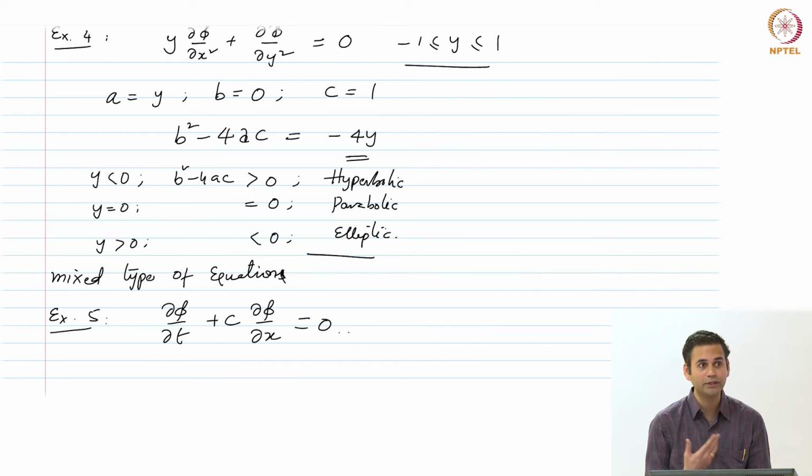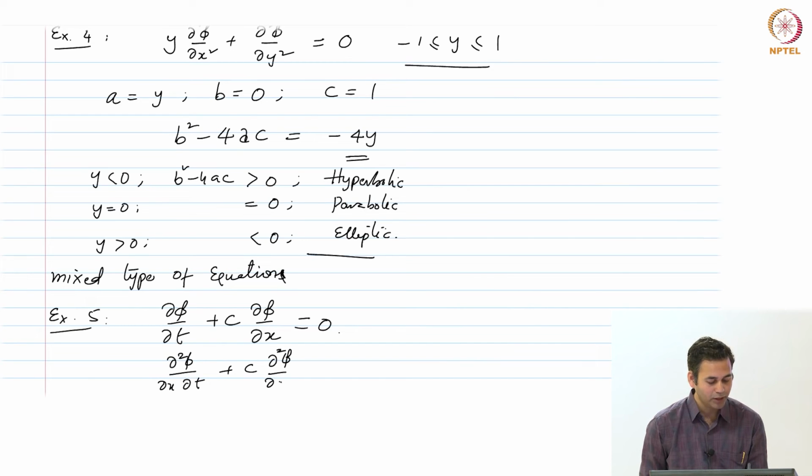Of course, one caveat I said before was we are looking at classification of second order PDEs only. So, I did not look at the first order PDEs as such, but of course, you can convert this to a second order PDE by just differentiating with respect to x or t. I would just differentiate with respect to x. So, this would be partial phi by partial x partial t plus c, assuming that c is constant, partial phi by partial x square equals 0.